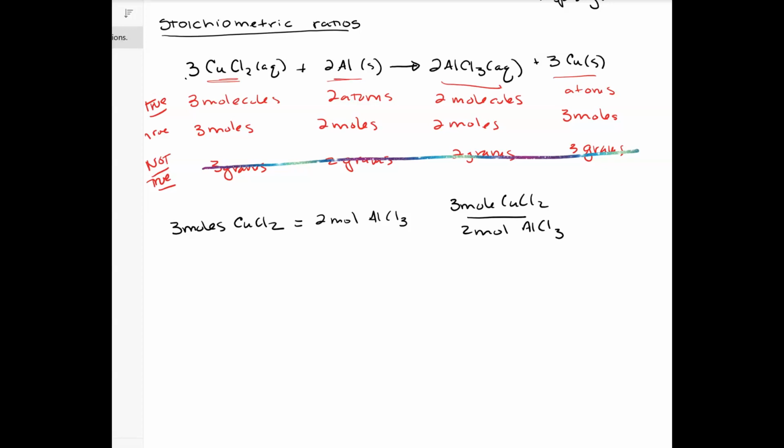So there's all kinds of equivalents we could have here. We could have an equivalence between 2 reactants. 3 moles of copper 2 chloride equal 2 moles of aluminum. That might be useful if we're trying to figure out how much of the 2 reactants to combine in a reaction.